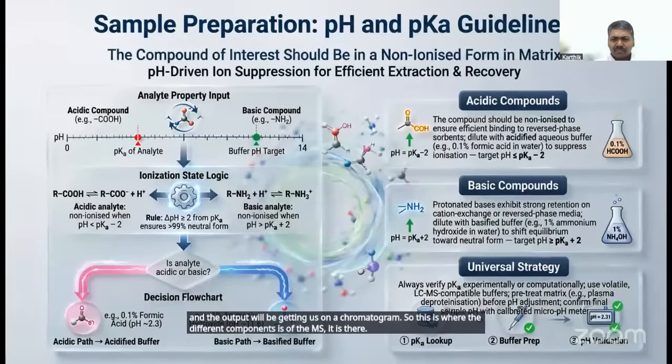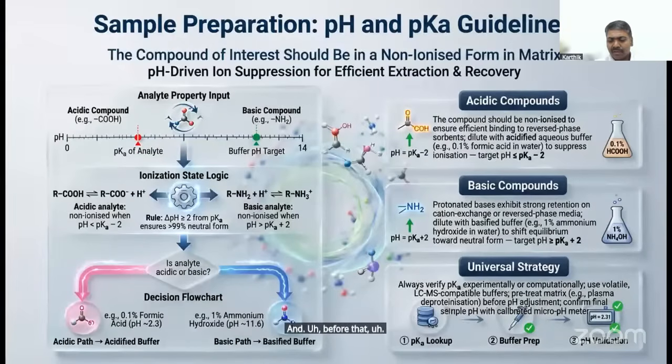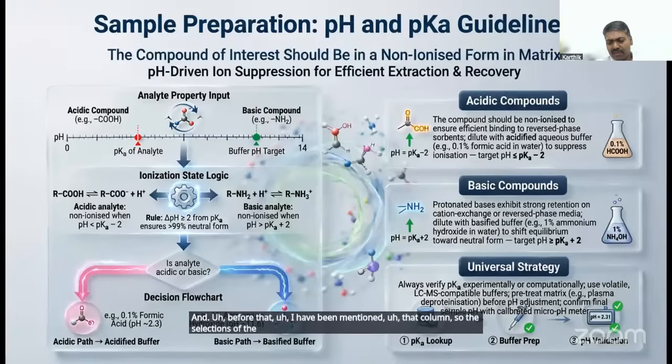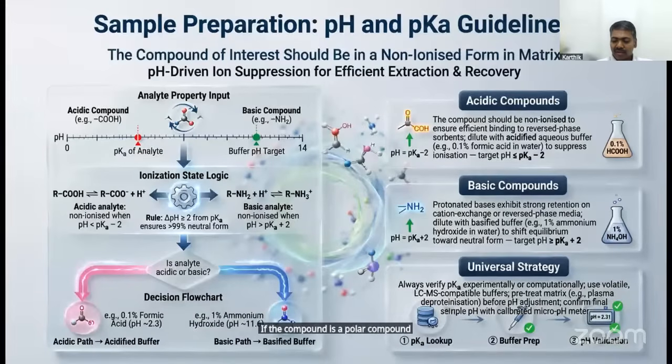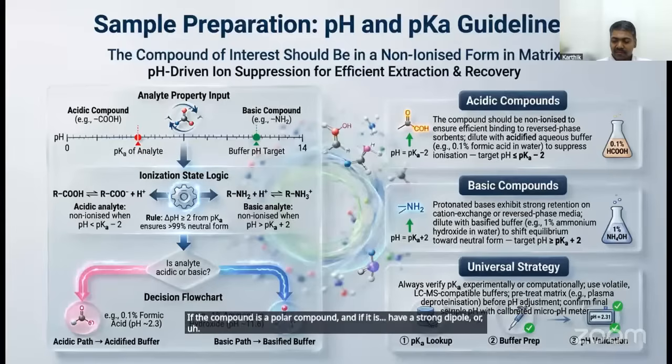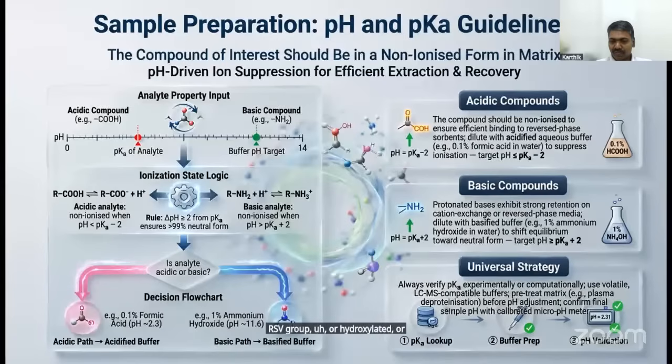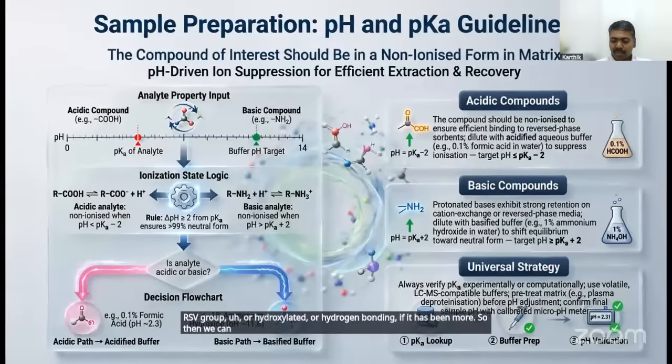Before that, I mentioned the column, so the selection of columns. If it is a hydrophobic compound, we can select C18 or C8 columns. If the compound is polar and has a strong dipole in its structure, then we can go for cyano, biphenyl, or phenyl hexyl columns. And if the polar compounds have a phenolic group, acidic group, hydroxylated groups, or more hydrogen bonding, then we can select an RP amide column. These are the column selections based upon the nature of the analyte.